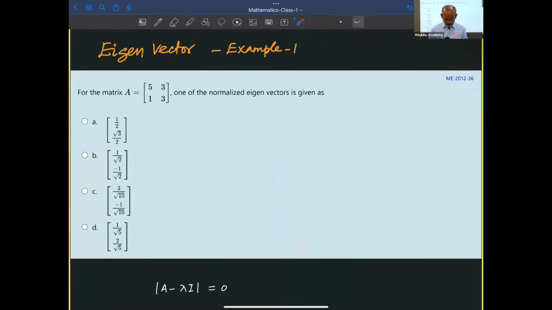Okay, so now let us see. Now we are going to eigenvectors. So we have a 2 by 2 matrix. We need to get the corresponding eigenvector. Which one is the matching eigenvector? One of the eigenvectors. So how many distinct eigenvectors can we get? There are two eigenvalues possible, so you'll be getting two distinct eigenvectors.